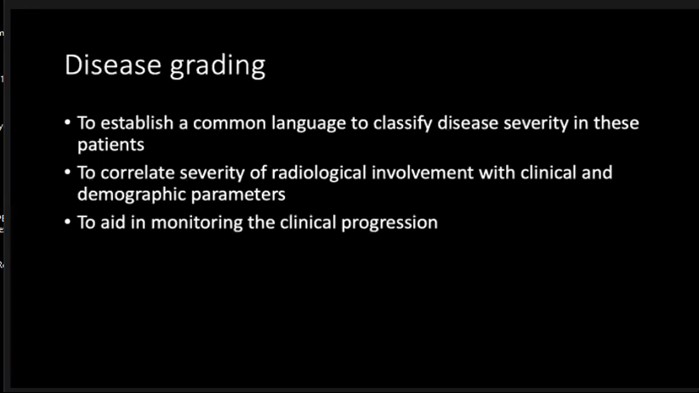So, multiple publications established criteria to grade the severity of the involvement seen on chest X-rays in patients with COVID-19. Their objectives are to establish a common language to classify disease severity in these patients, to correlate severity of radiological involvement with clinical and demographic parameters, and to aid in monitoring clinical progression. But as of the moment, international organizations have not recommended using any of these existing systems systematically. But I will just be briefly discussing them.